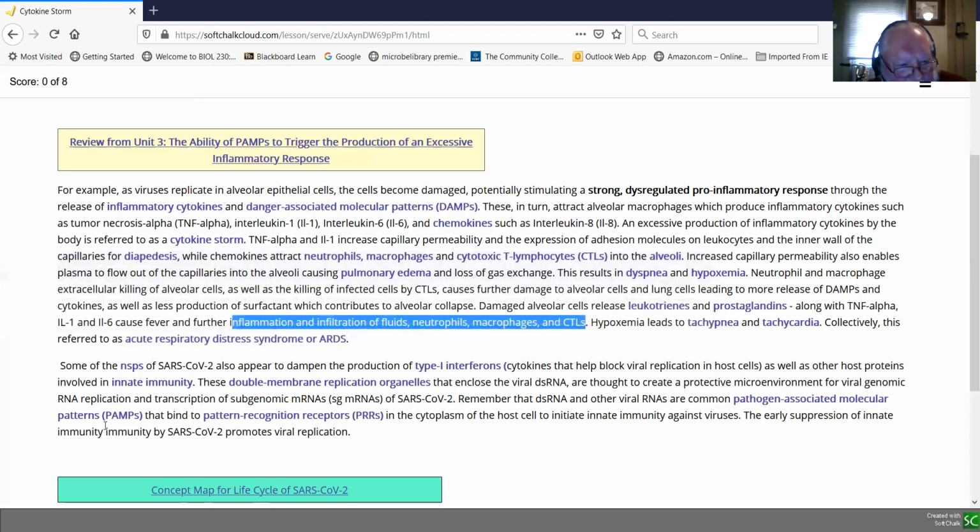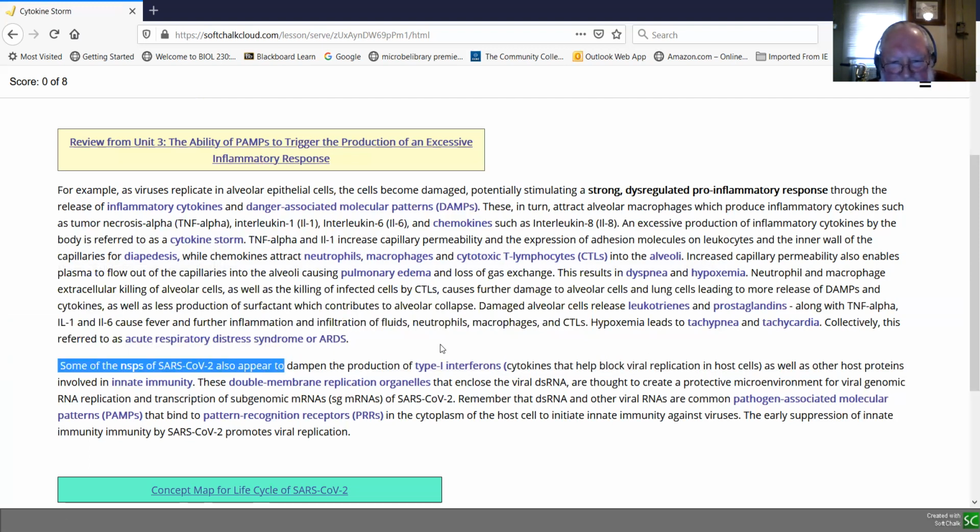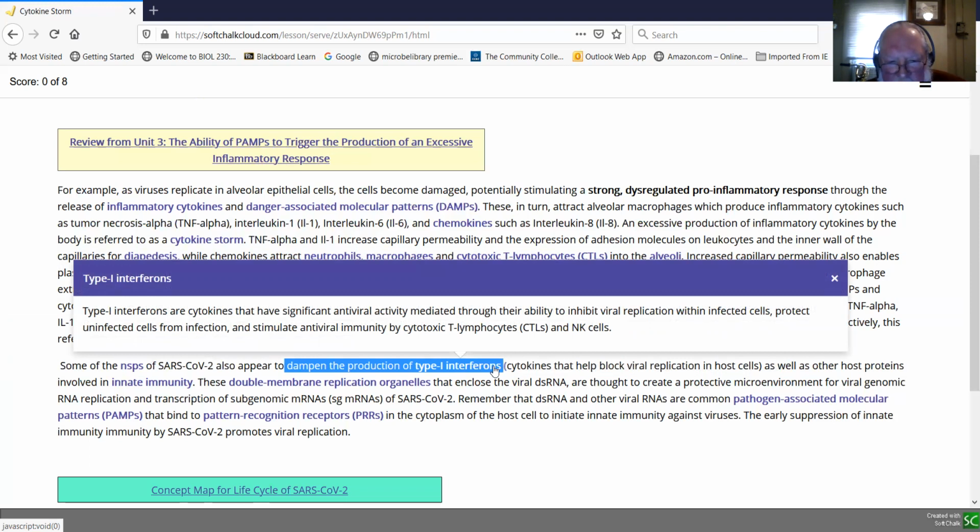Now, at the same time, it's been found that some of these non-structural proteins of SARS-CoV-2 appear to dampen the production of type 1 interferons. And remember, it's the type 1 interferons that are the key part of our innate immunity to initially limit viral replication. Remember, these interferons inhibit viral replication within the infected cells, and they protect uninfected cells from becoming infected. They also help to stimulate the production of the cytotoxic T lymphocytes and the NK cells that we use to kill infected cells.